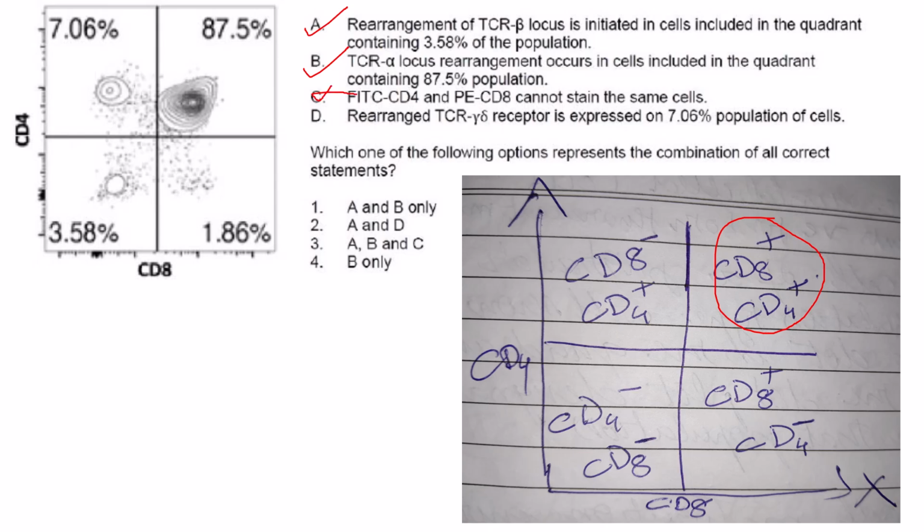Then rearranged TCR gamma delta receptor is expressed on 7.06% of population of cells. That is this quadrant. That quadrant is having CD4 plus cells and CD8 minus cells. The T cell gamma delta receptor is rearranged during the double negative stage, so CD4 minus CD8 minus. So it should have been here. The rearrangement of the gamma delta receptor is taking place there, not here. So that statement is incorrect. So A and B only, that means 1 is the answer. The others are all wrong. A, D, A, B, C, B only, so that is also not correct.